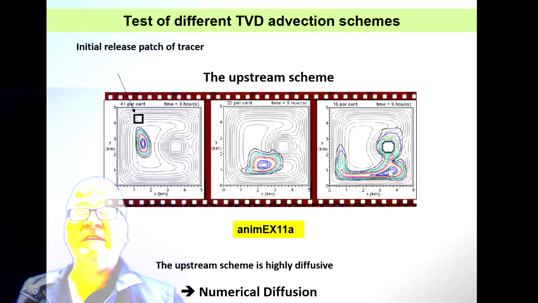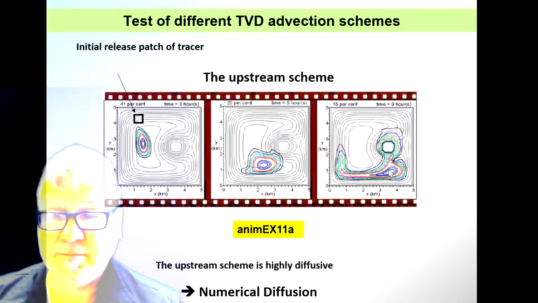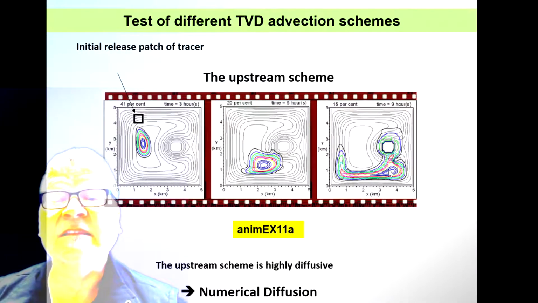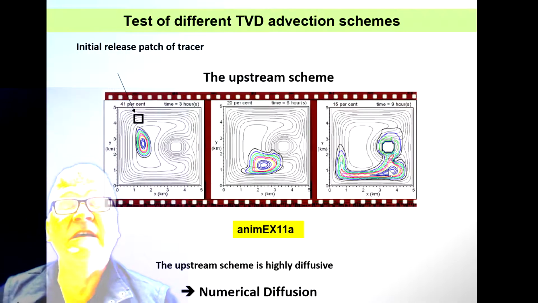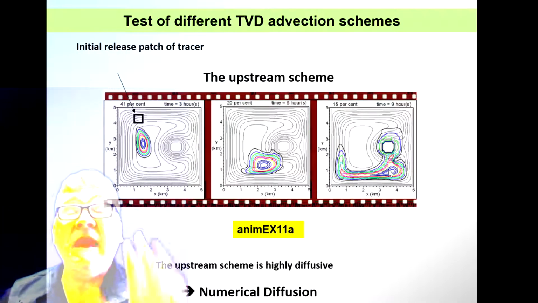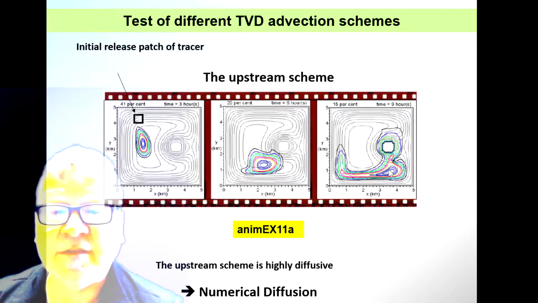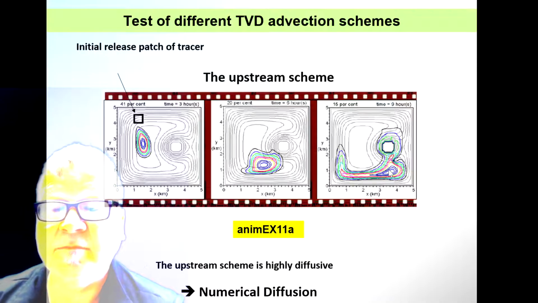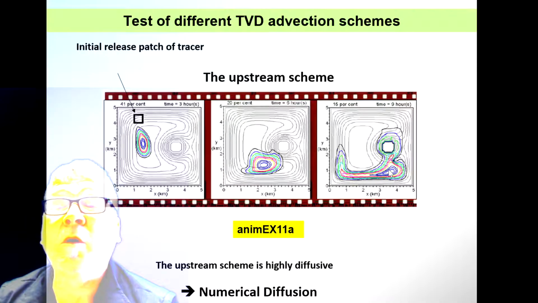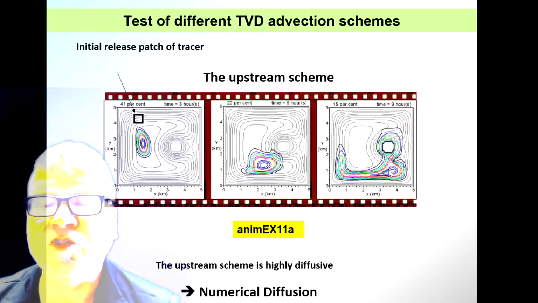So this is the upstream scheme, and as I said, it's highly diffusive. So that decrease that you can see is actually mainly an artificial effect. It does not reflect reality. And this effect we call numerical diffusion.